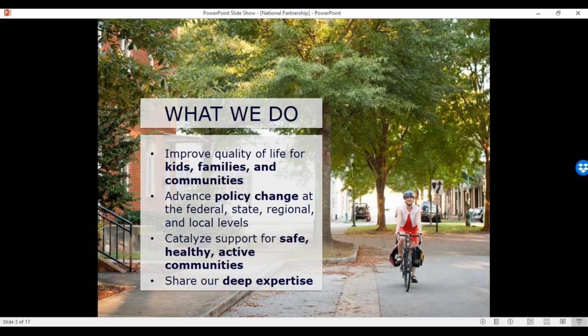What we do. We improve quality of life for kids, families, and communities. We advance policy change at the federal, state, regional, and local levels. We catalyze support for safe, healthy, active communities, and we share our deep expertise.